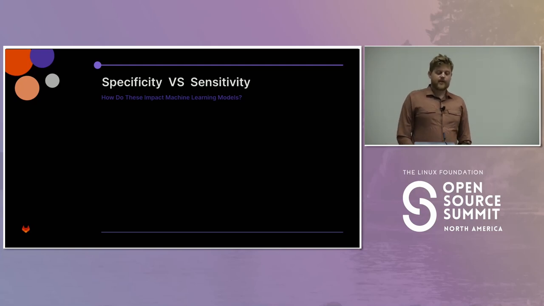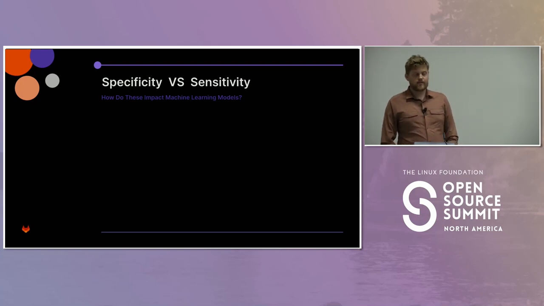So sensitivity, also known as the true positive rate, is a measure of how well a model can accurately identify instances of positive indications. This is calculated by dividing the number of true positive predictions by the number of actual positive examples. A high sensitivity means that the model is able to identify most positive cases, while low sensitivity means that the model is missing many of the positive cases.